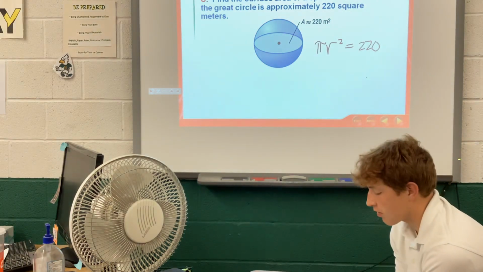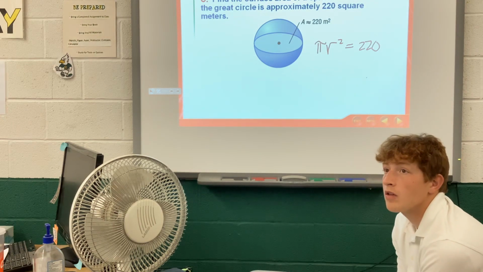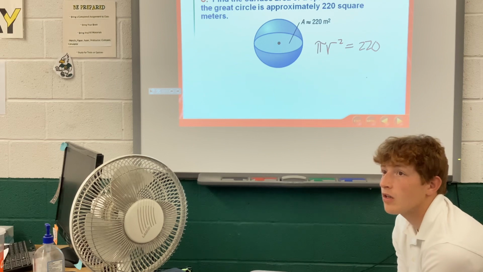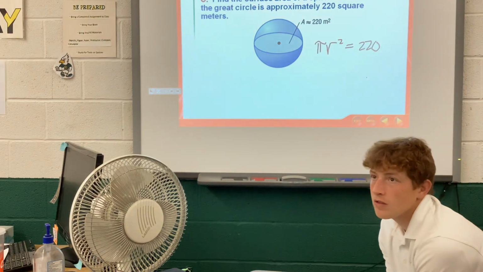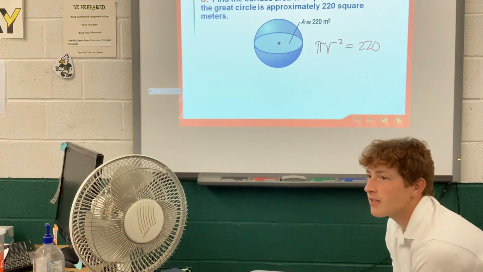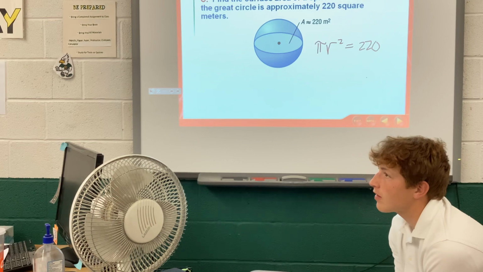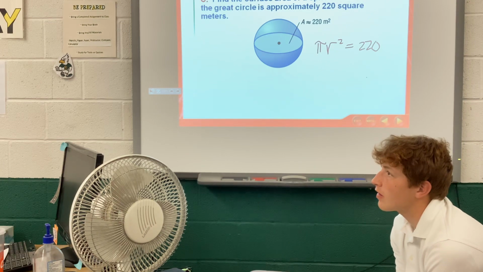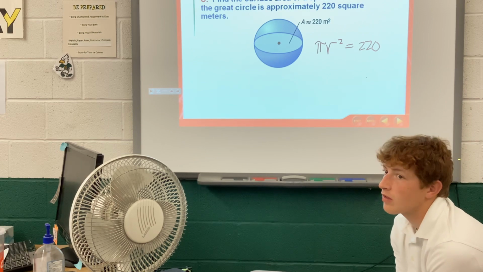So what's the first thing that I'm going to do here? I'm going to divide by pi, and then with that answer, I have to take the square root, because it says r squared is equal to that. And to get rid of something squared, I take the square root of it. So take 220 divided by pi, and then take the square root of that answer. Now that's not my answer though, right? That's just your r.